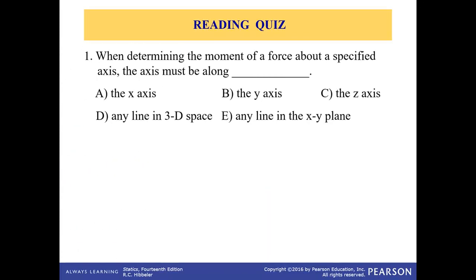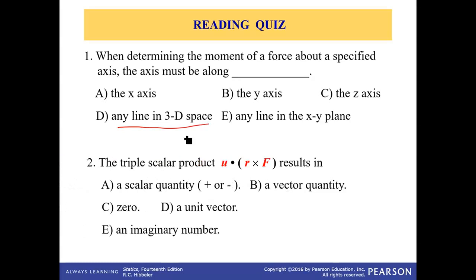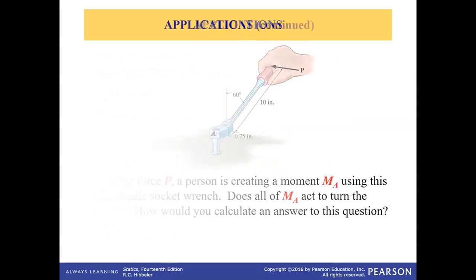When determining the moment of a force about a specified axis, the axis can be any line in three-dimensional space. Triple scalar product. This mathematical expression is called triple scalar product, where this period here is actually dot product. It's not multiplication, and this is cross product. So this equation states that it is the cross product of R cross F and the dot product between U and that cross product. It's always a scalar quantity which is positive or negative, because dot product is always a scalar quantity. So let's look at this example.